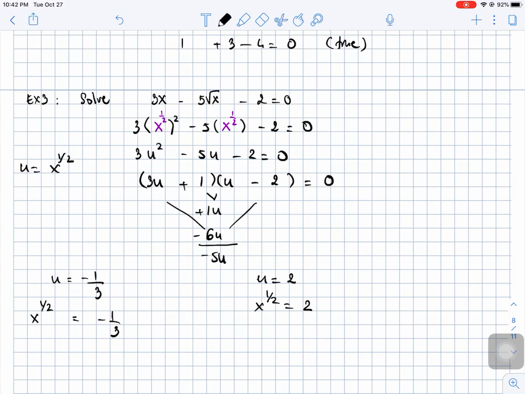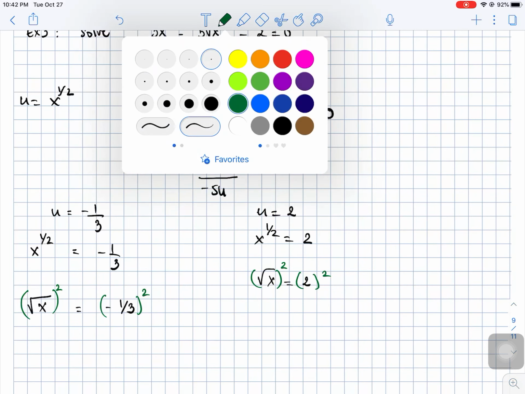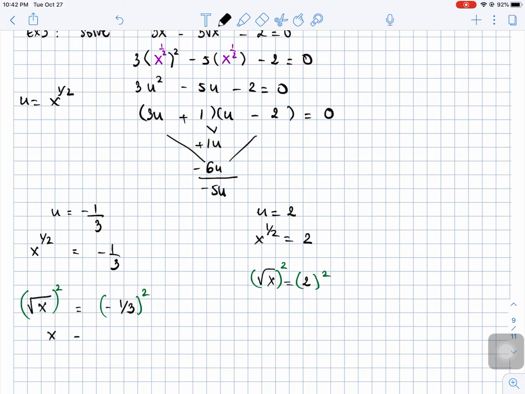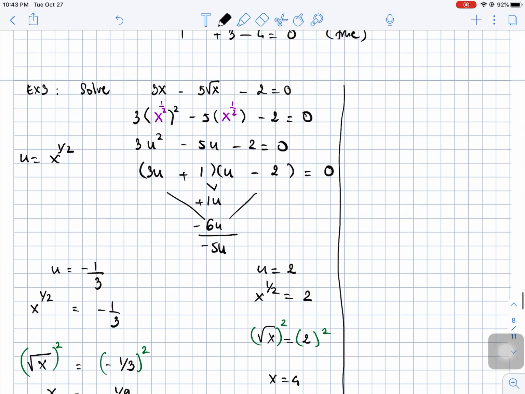Then we solve for each parenthesis. We will minus 1 on both sides and divide by 3. We will get the first one, u is negative 1/3, and u equal to positive 2. Now we need to solve for the x, right? So x to the 1/2 equal negative 1/3 and x to the 1/2 equal 2. Square root of x is negative 1/3 and square root of x equal 2.